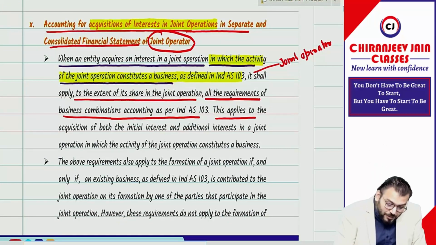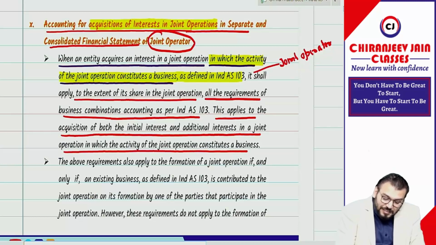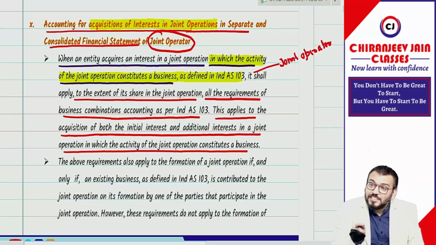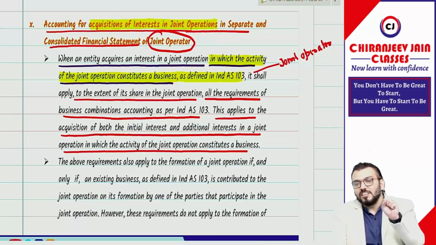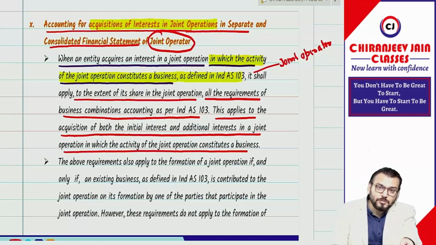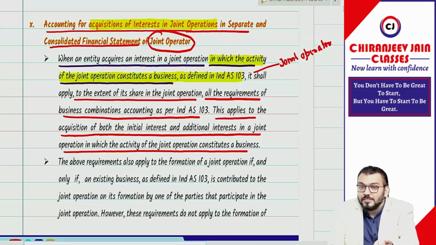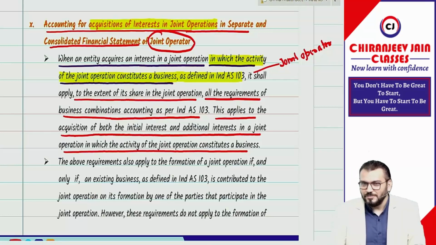This applies to acquisition of both initial interest and additional interest in a joint operation in which the activities of the joint operation constitute a business. Means whatever has been given in this para will apply to the acquisition of both initial interest and additional interest. Suppose they initially acquired 20% and with 20% they got joint control. So initially also Ind AS 103 applies. They again acquired 30% and they have joint control. So again for 30% apply what? Ind AS 103. Understood?